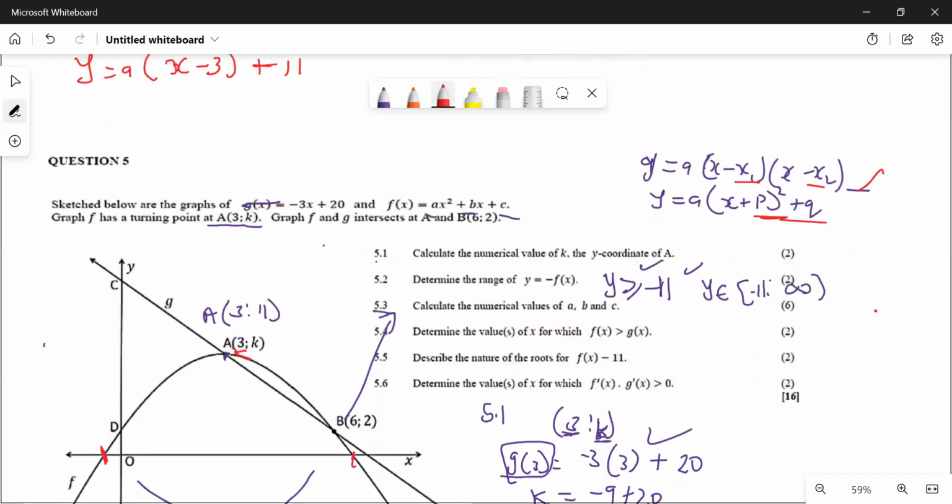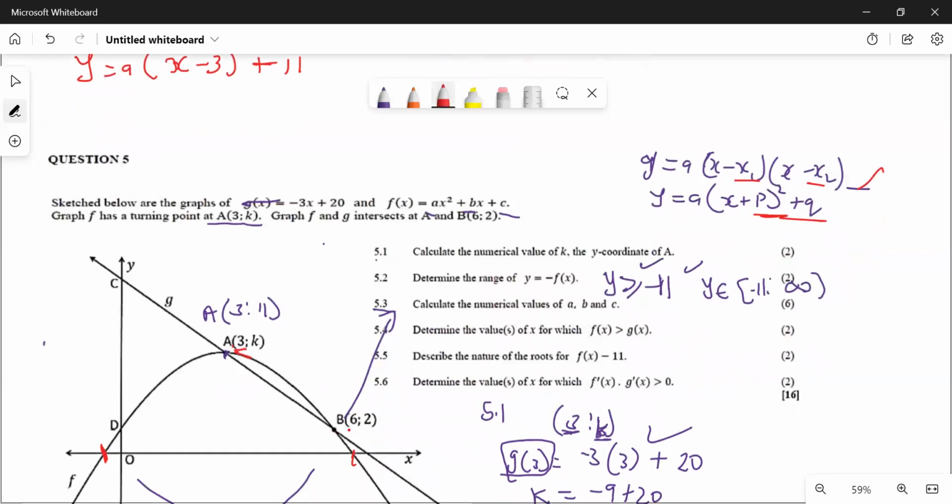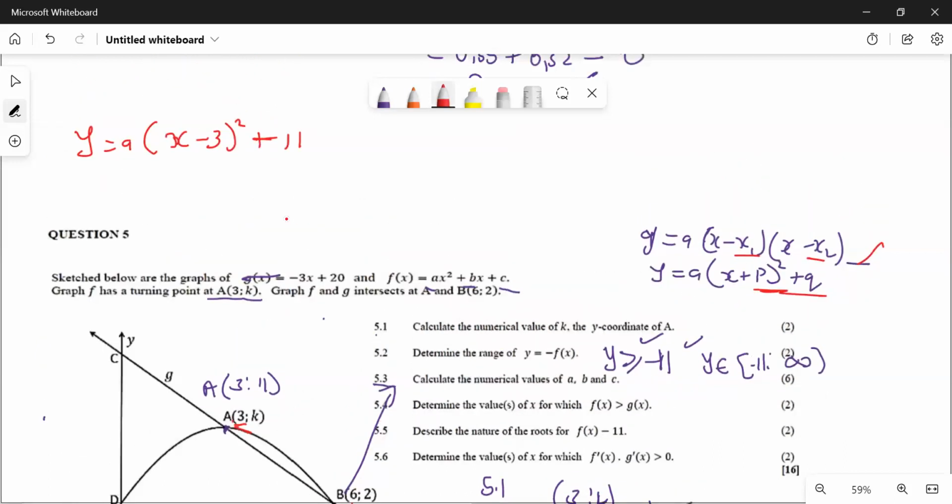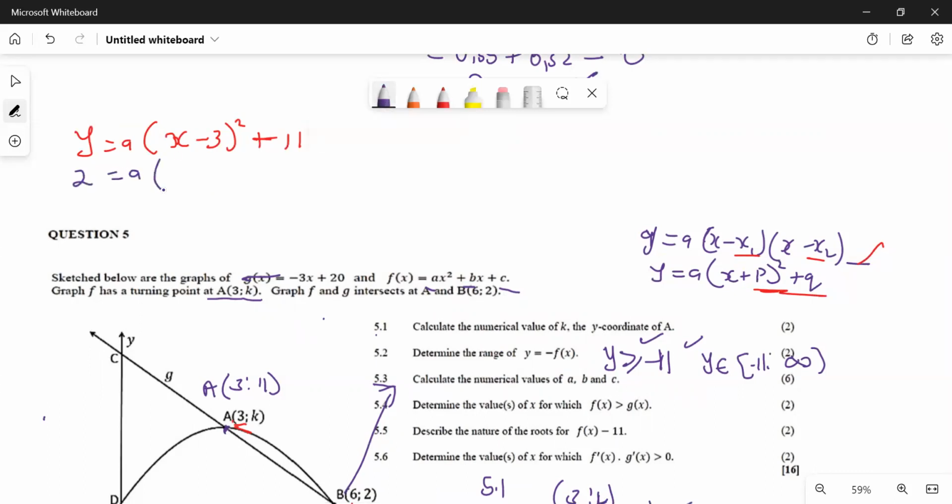Okay, now we are not done. There's also a point that they gave us. They said there's a point that we can use, which is point B. Point B has 6, which goes with 2. So we're going to use that to our advantage. We'll say, okay, now we know what y is. What is y? It's 2, which is going to be equal to a, open bracket, x. What is x? It's 6 minus 3, all squared, plus 11. And then you are going to work around this.